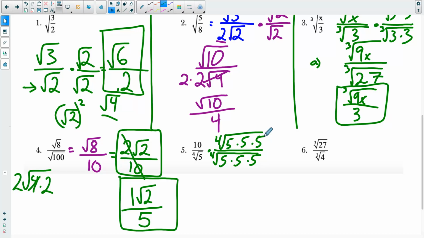Now I'm going to do most of this one, so I get 10 4th roots of 125. The bottom here, I got 1, 2, 3, 4, just becomes 5. Do the last step and simplify that.